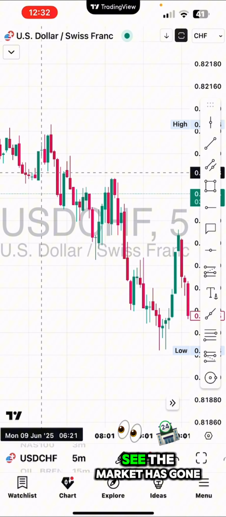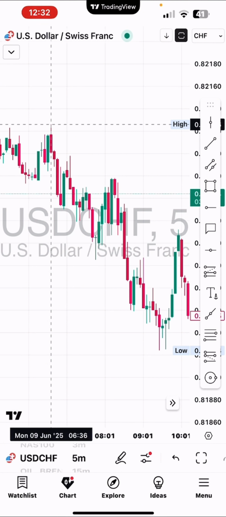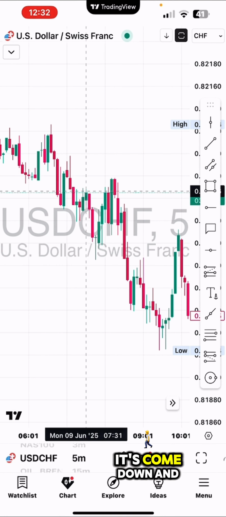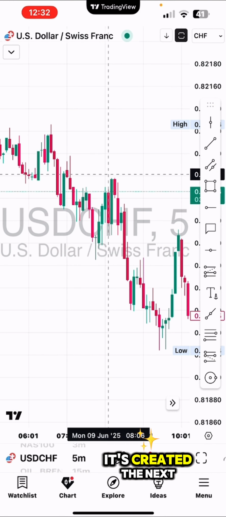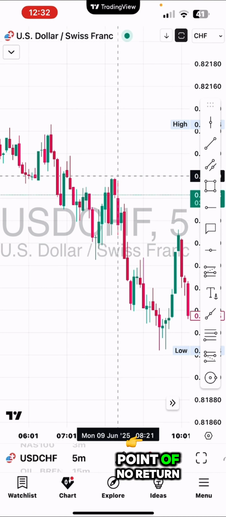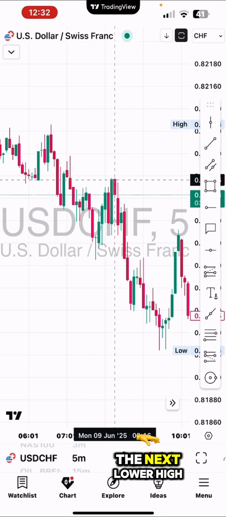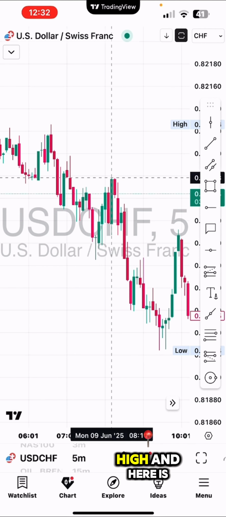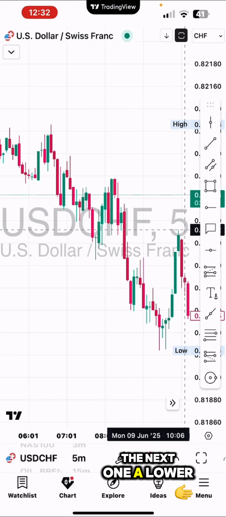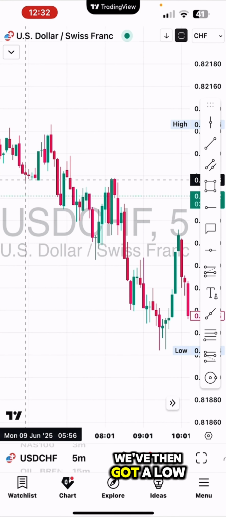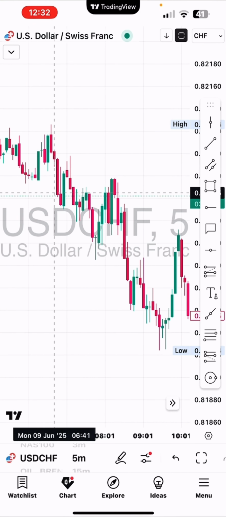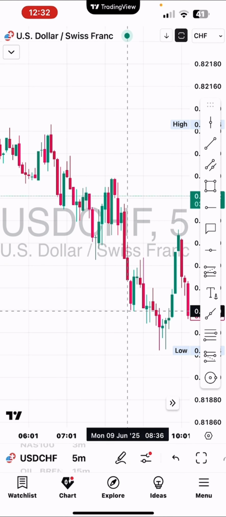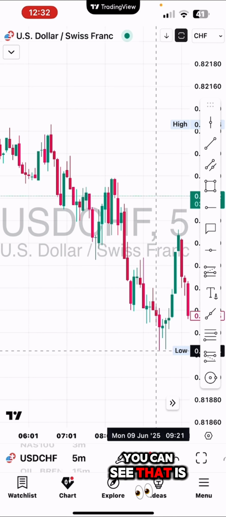Now, as we can see, the market has gone up here, gone to its highest point and stopped. So that is a high. It's come down and it's created the next point of no return, and then that is the next lower high. So as you can see, we're making a high, a lower high, and here is the next one, a lower high again. We've then got a low, a lower low, a lower low again, and it just keeps on happening. And as you can see, that is the trend.